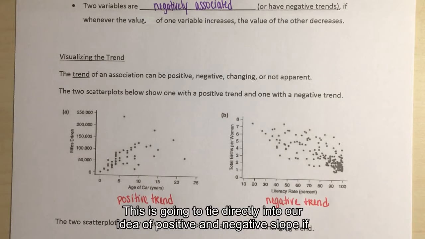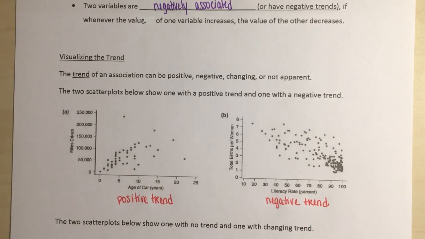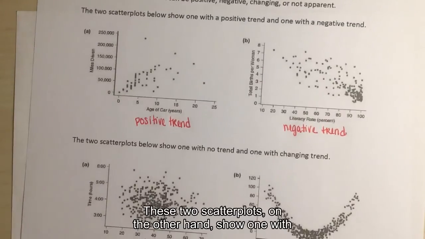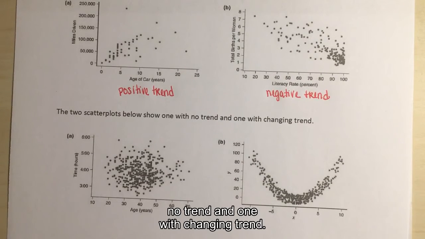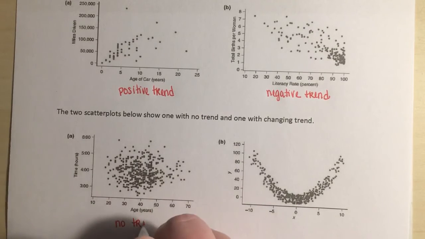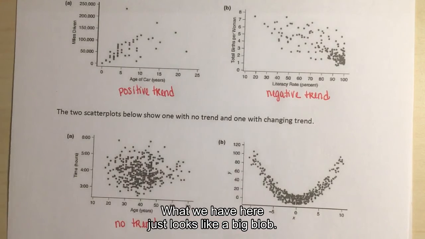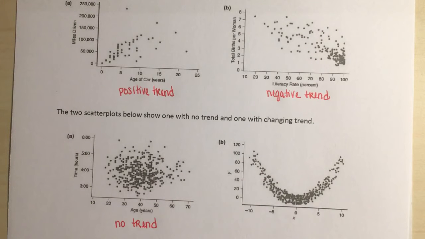So there's a couple of examples of our positive and negative trend. This is going to tie directly into our idea of positive and negative slope, if we are connecting this back to things that we have seen in previous courses. Now these two scatter plots, on the other hand, show one with no trend and one with changing trend. This first example is the one that shows no trend. What we have here just kind of looks like a big blob. There's not really any pattern whatsoever, so there's no trend here.